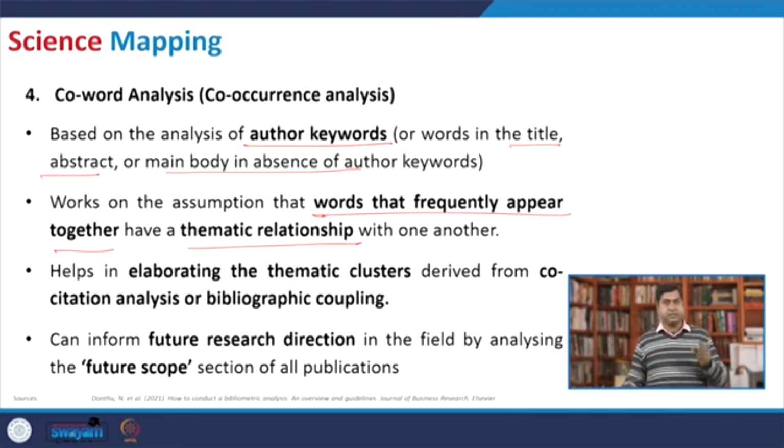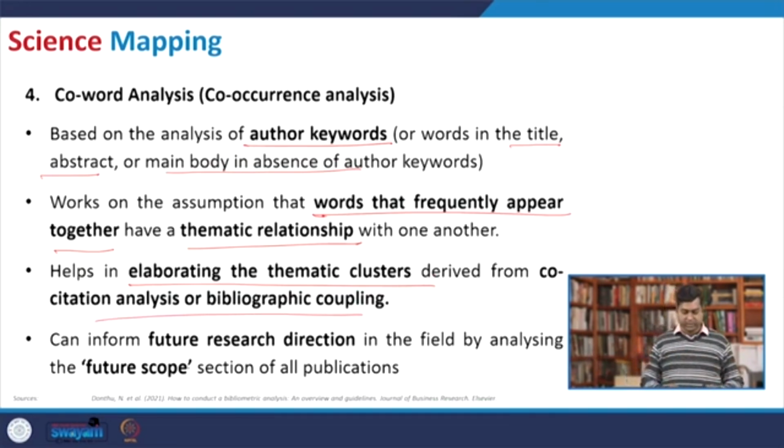So, in all such cases those kinds of keywords will appear again and again, and depending on the analysis we can identify. It also helps in elaborating the thematic clusters, co-citation analysis and bibliographic coupling. So, one through the references of similar nature, and then the keywords of similar nature. It can also inform future research direction, so that you can identify, okay, these are the keywords being used and they have certain importance in this particular field, and then you can look into it. You can redefine your research question and search your research accordingly.